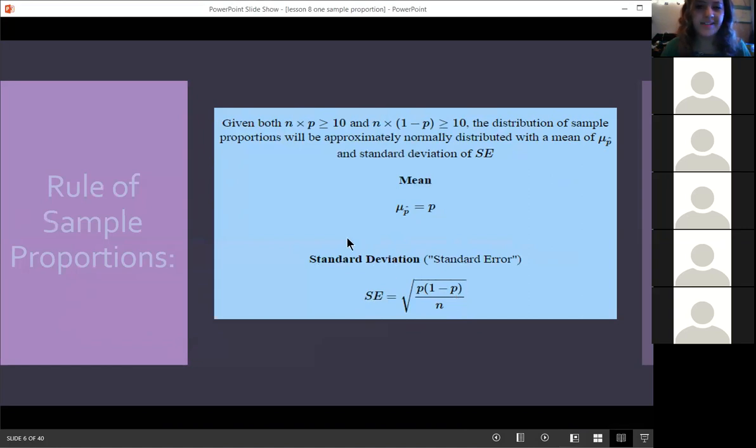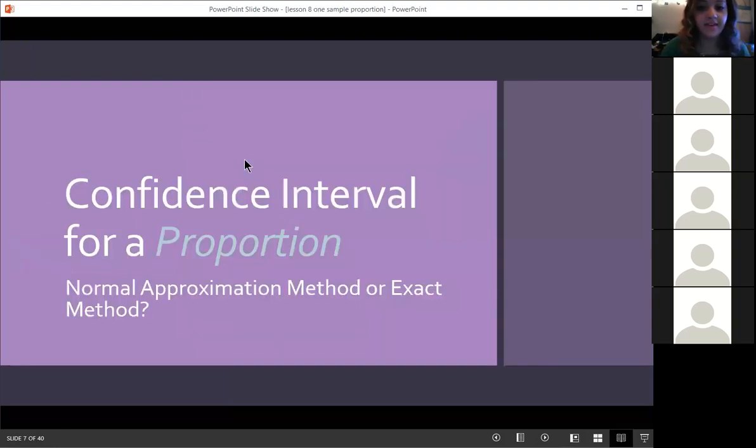Does that make sense at all? And please tell me if it doesn't. Yes? Okay, cool. Yay. All right. That's a good question. You're thinking conceptually, which is A+.